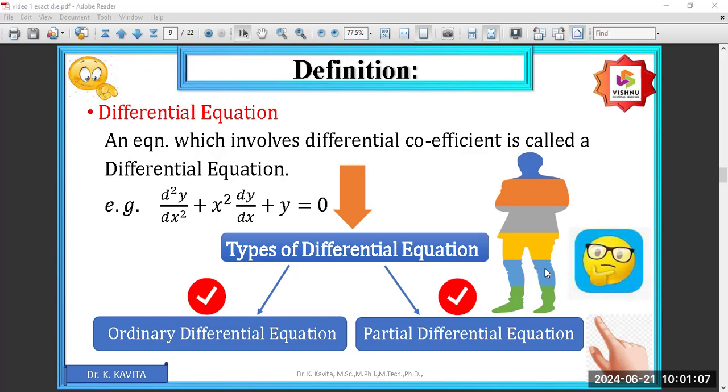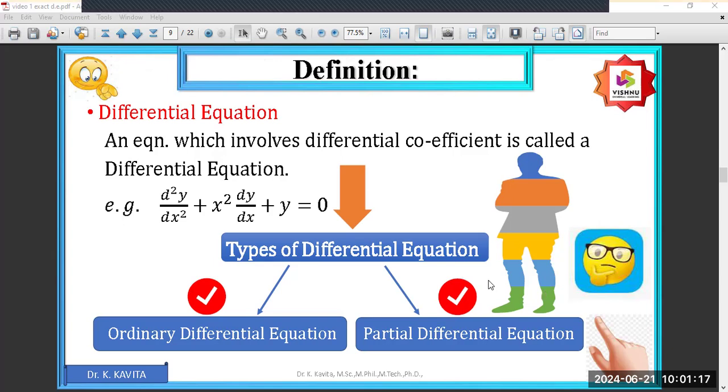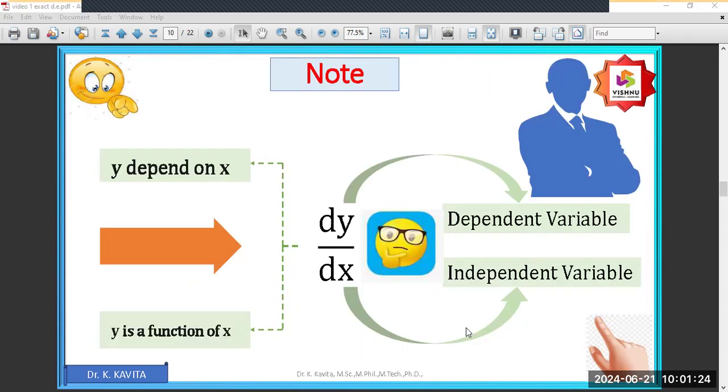We'll see the definition of differential equations. An equation which involves a differential coefficient is called a differential equation. Example, d square y by dx square plus x square into dy by dx plus y equals 0. These differential equations are of two types, ordinary differential equations and partial differential equations.